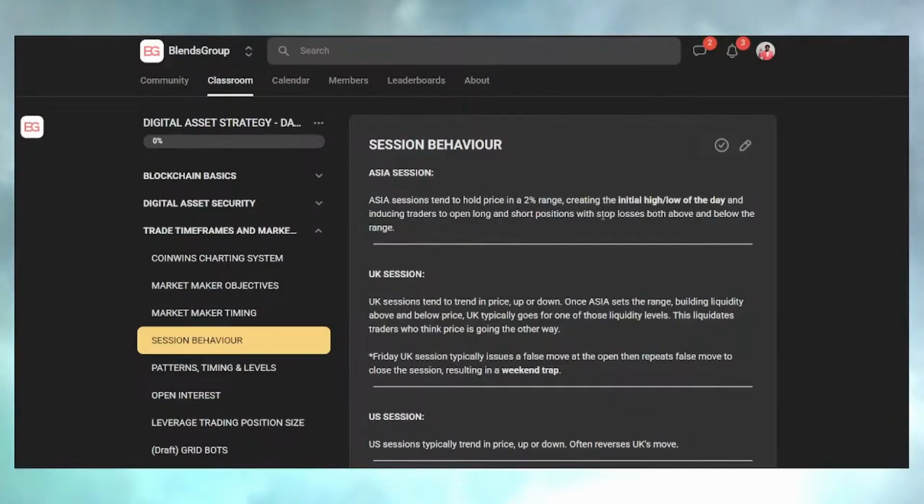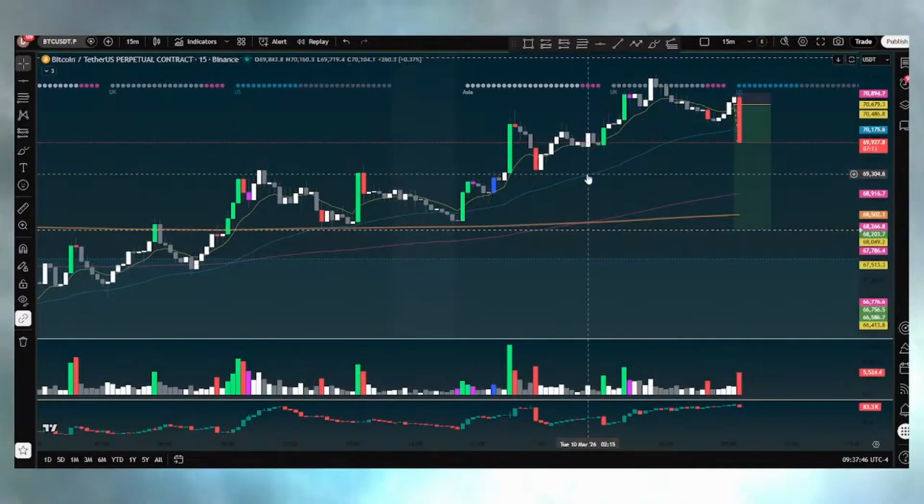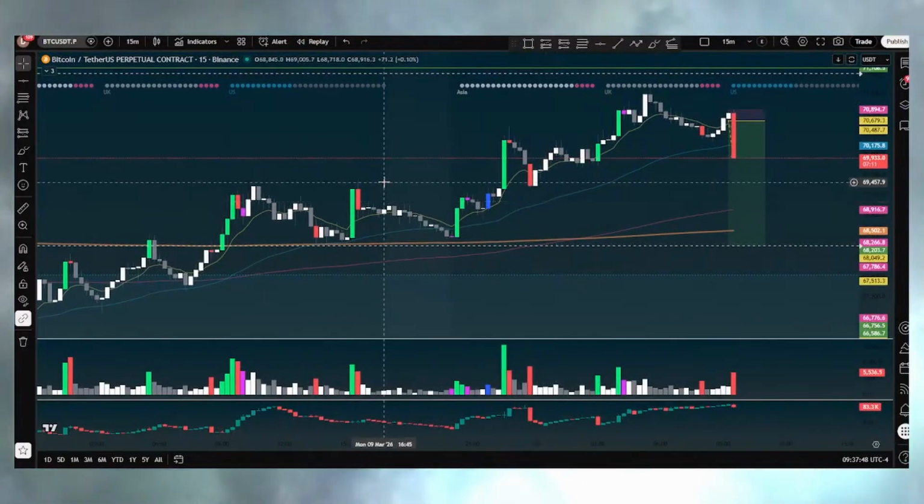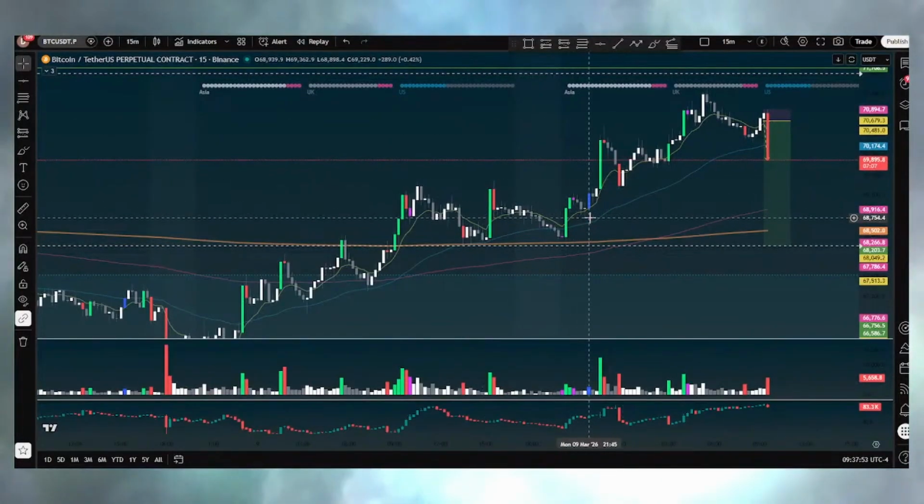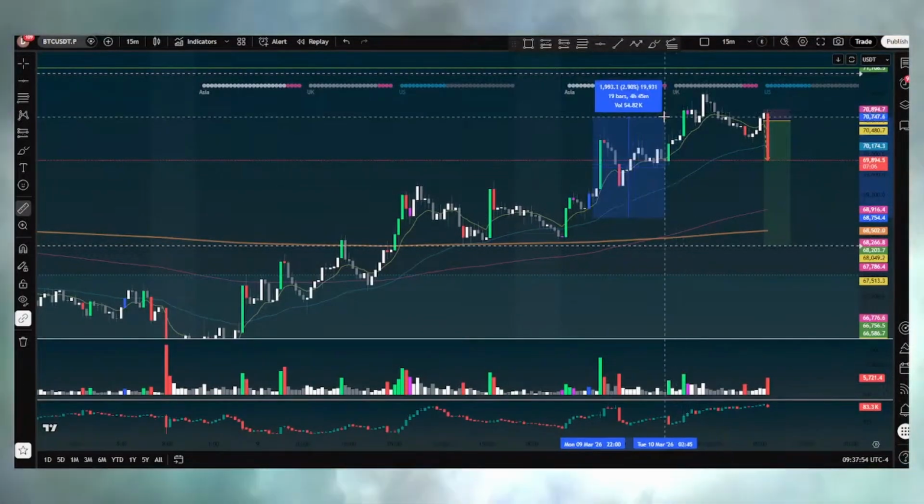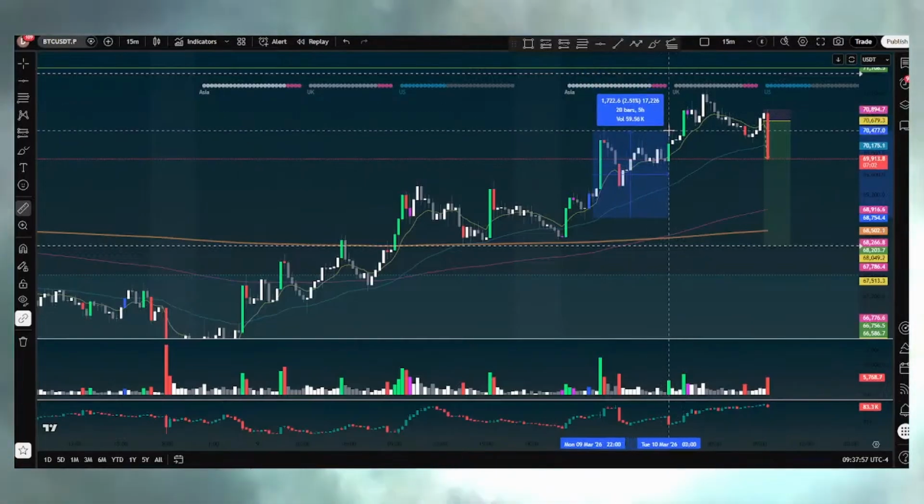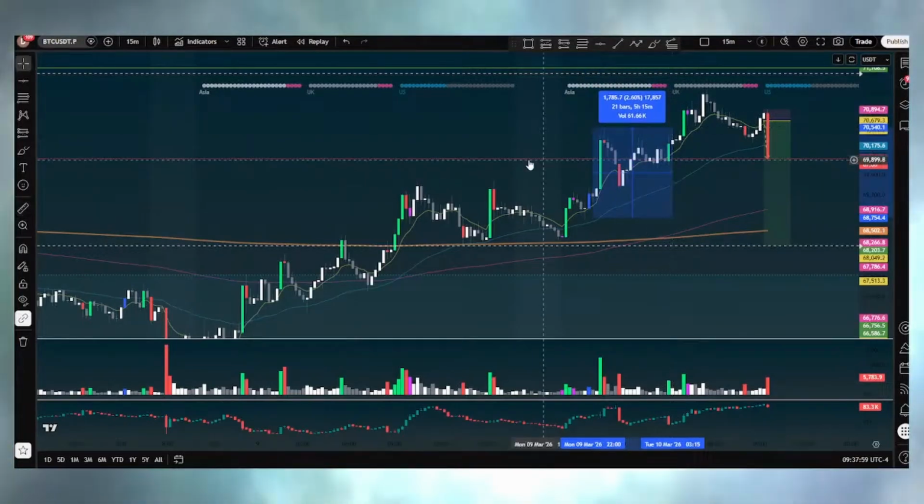We see Asia is typically moving in a 2% range. This time we had a larger than 2% range on Asia a couple of times in a row. So here, Asia started about here. The low of Asia was here, and Asia went all the way up to here. That's about 2.5%. It's a little different.